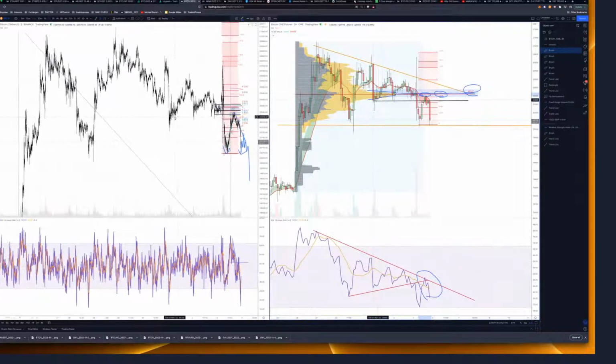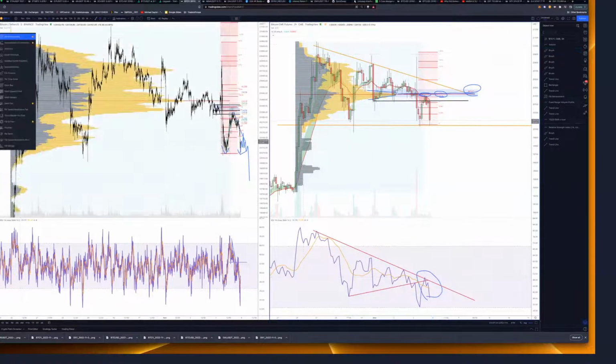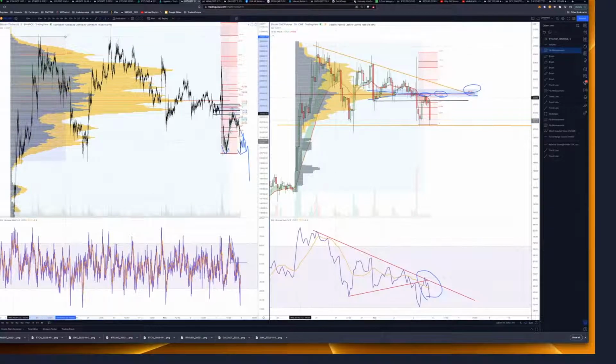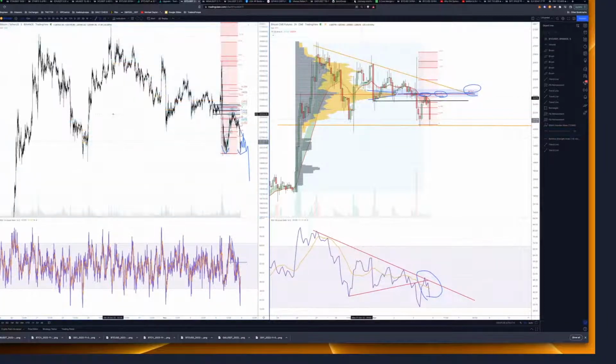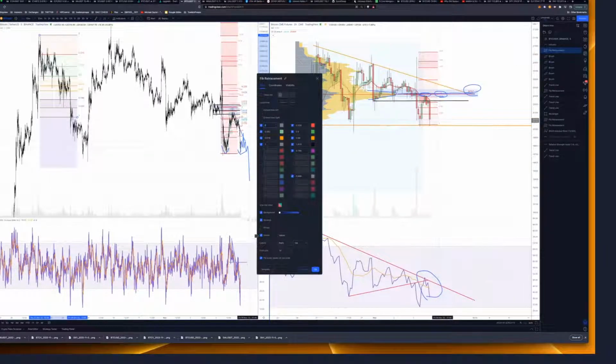Let's see how we go. Oh, I didn't want this one here. Give me a sec. We get a Fibonacci. Let's reverse that.